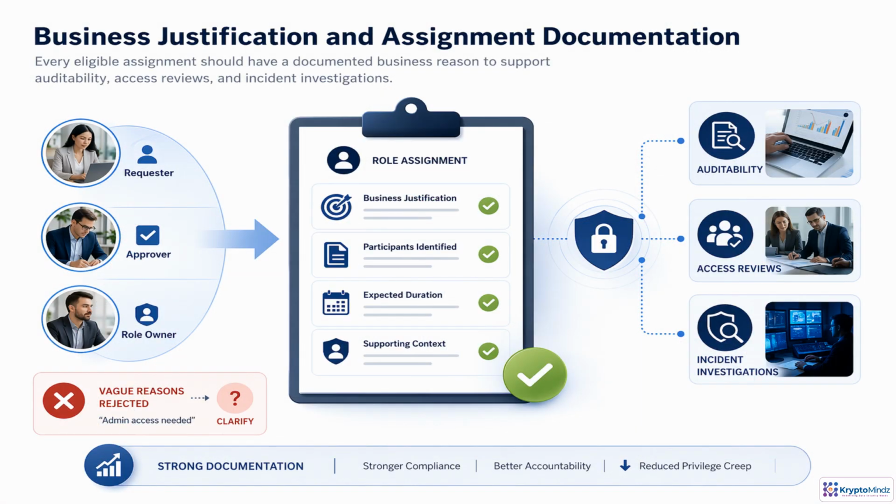Every eligible assignment should be something you can defend later. A strong justification explains the business function, not just the permission. "Admin access needed" is too vague because reviewers cannot tell why it is required, who approved it, or when it should end. Better documentation names the requester, approver, role owner, duration, and context. For example, temporary user administrator eligibility for a 45-day regional help desk migration owned by IAM Operations with a June 30th review date. That evidence supports audits, access reviews, investigations, and helps prevent privilege creep.